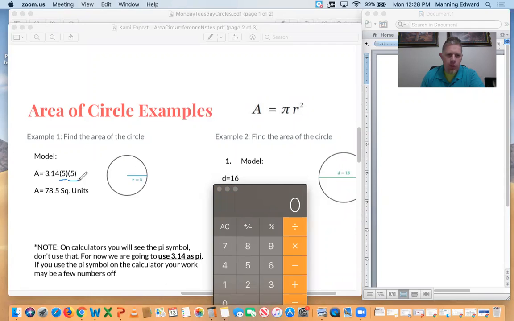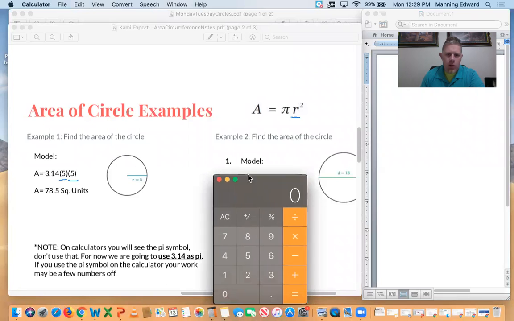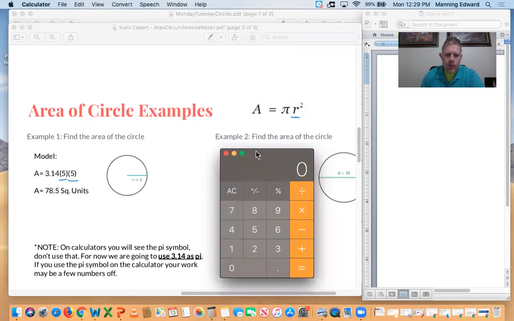And I'm going to times it by 5. But remember, it's r squared. And times it by 3.14. So if I do that on my calculator, I can do 3.14 times, well, 5 times 5 is 25. And then times it by 25, 78.5. And that's where I get 78.5.